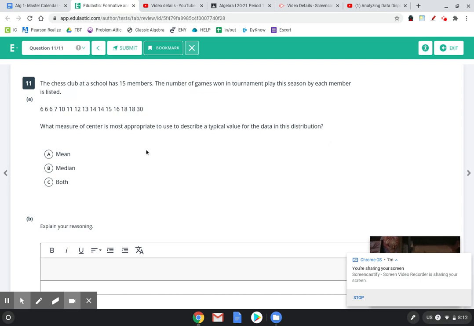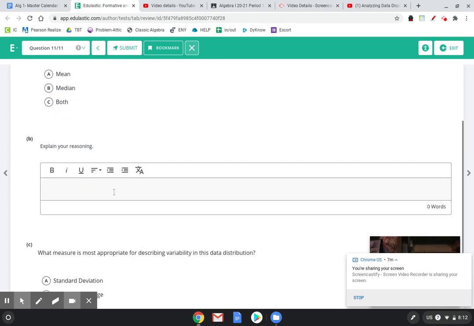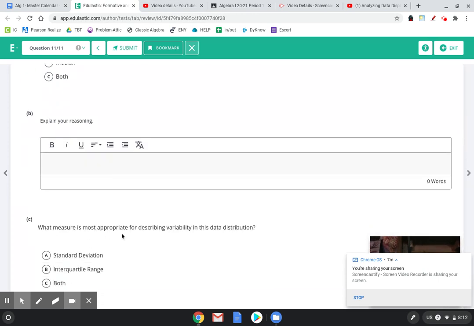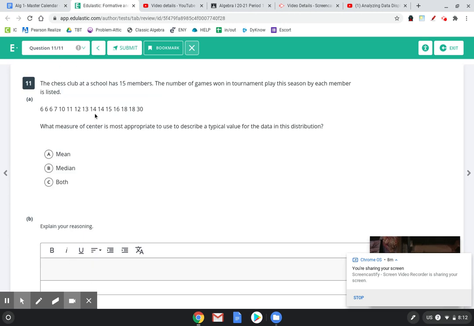If I'm comparing the center, would I want to say the mean, the median, or both? Explain. C, what measure is most appropriate for describing variability in this data set? Is it standard deviation, interquartile range, or both? Take a look at this and determine.